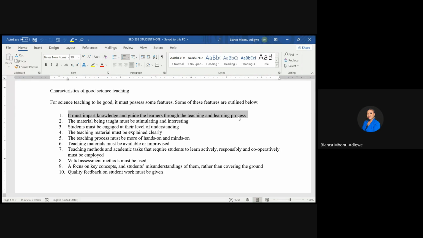So the second one, we said the material that you are teaching must be stimulating. It must be interesting. I think it also falls under engaging. Students must be engaged at their level of understanding. Which one is this one?